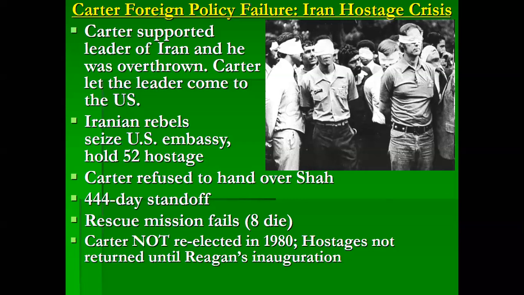Carter tried to do a rescue mission. It failed miserably. 8 Navy SEALs died in the rescue mission. And Carter was not reelected. And one of the major reasons why he wasn't reelected is because the Iranian rebels stated that they would not release these hostages until a new president was put into office. And as soon as Ronald Reagan became president, the hostages were returned.